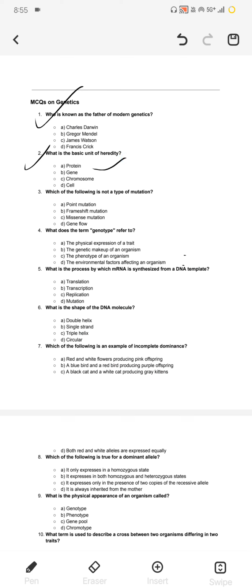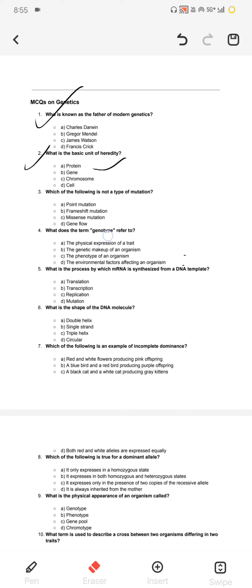Third question is, which of the following is not a type of mutation? Your options are point mutation, frameshift mutation, missense mutation or gene flow. So the right option here is option D, gene flow.